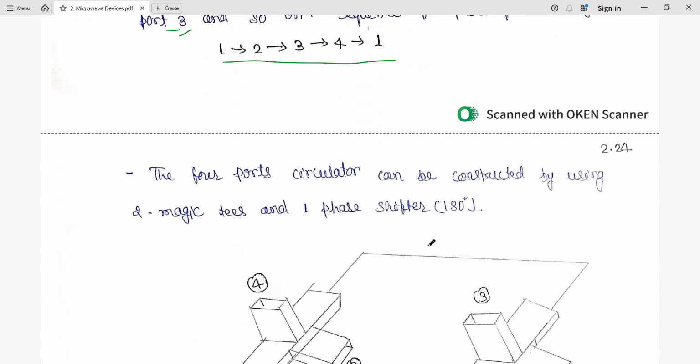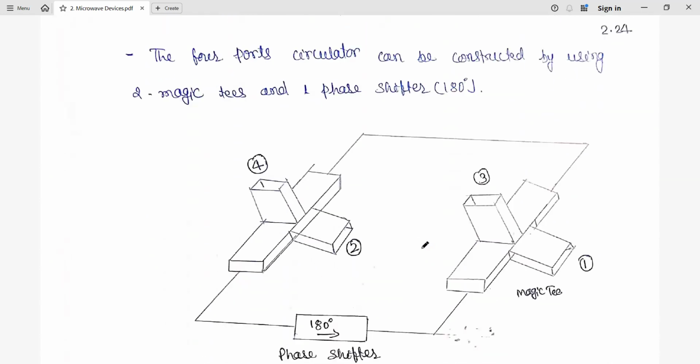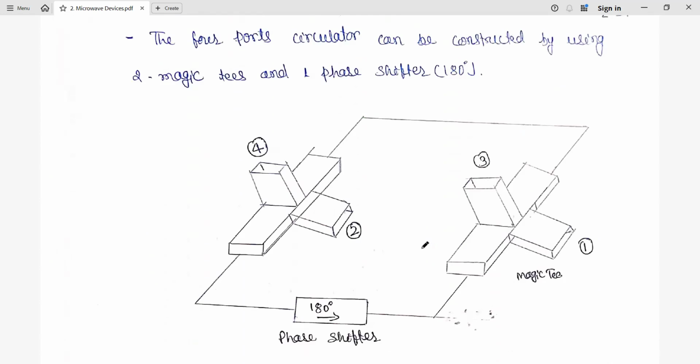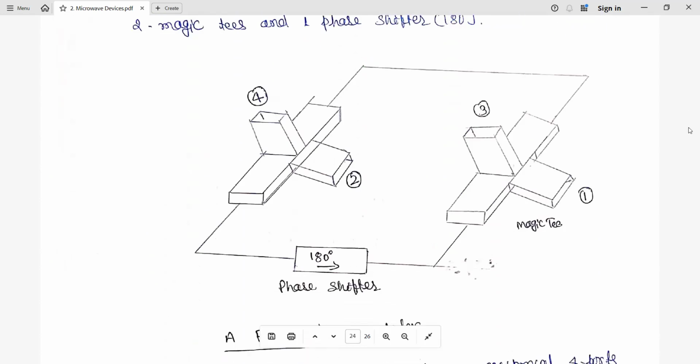So this was the discussion of how the 4-port circulator was working. Now this 4-port circulator is being designed with the help of 2 magic Ts, and 1 phase shifter is utilized, which is going to provide a constant phase shift of 180 degrees. Now here we'll see how this is going to work.